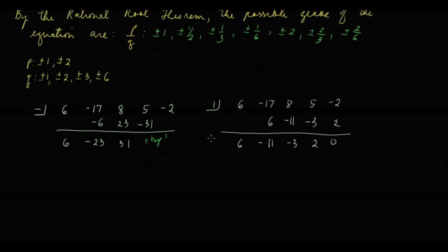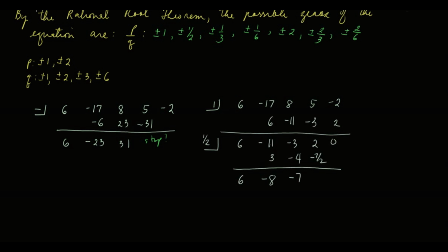Let's try 1/2. Okay, we have 6. 6 times 1/2 is 3. 3 plus negative 11 is negative 8. Negative 8 times 1/2 is negative 4. This will become negative 7. The negative 7 will become negative 7 over 2. So, yeah, stop again. So, hindi pwede si 1/2.